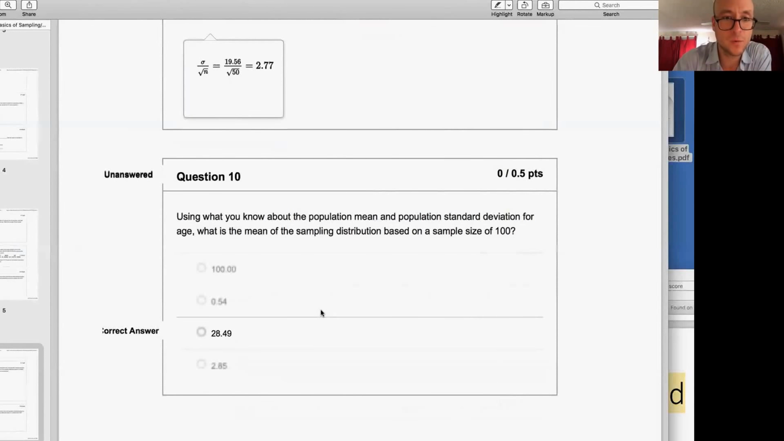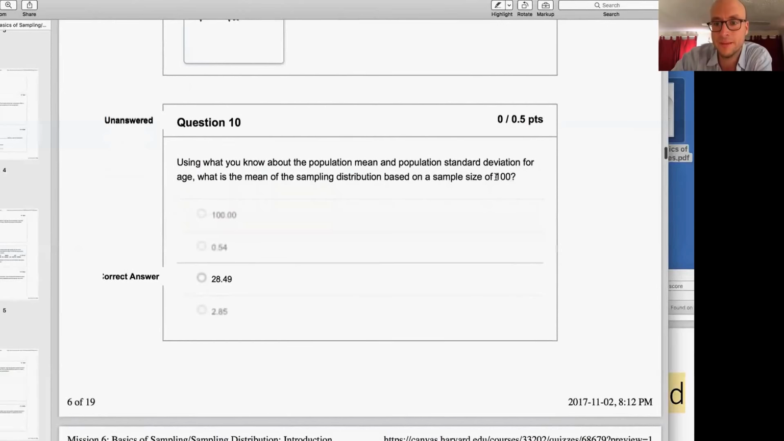For question 10, we ask, using what you know about the population mean and population standard deviation for age, what is the mean based on the sampling distribution based on a sample size of 100? Well, guess what? Our mean is going to be the same. The mean of the sampling distribution is always going to converge on the population mean mu, which will be 28.49. So this is sort of a gimme point. We could have that number be 1,000.